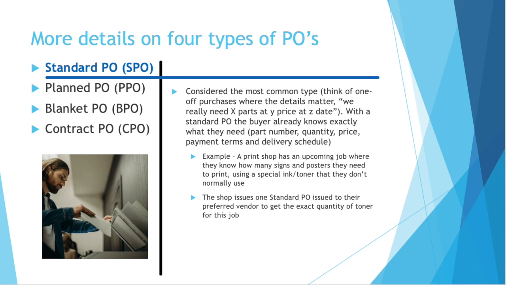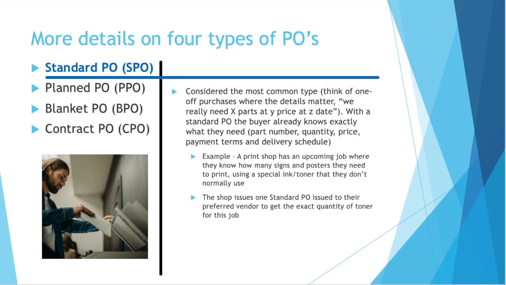With a standard PO, the buyer already knows exactly what they need: the part number, the quantity, the price, payment terms, and delivery schedule. If you're writing a standard PO, it's probably not something that's coming to you on a regular basis. You need to go out and get something specific for your business.